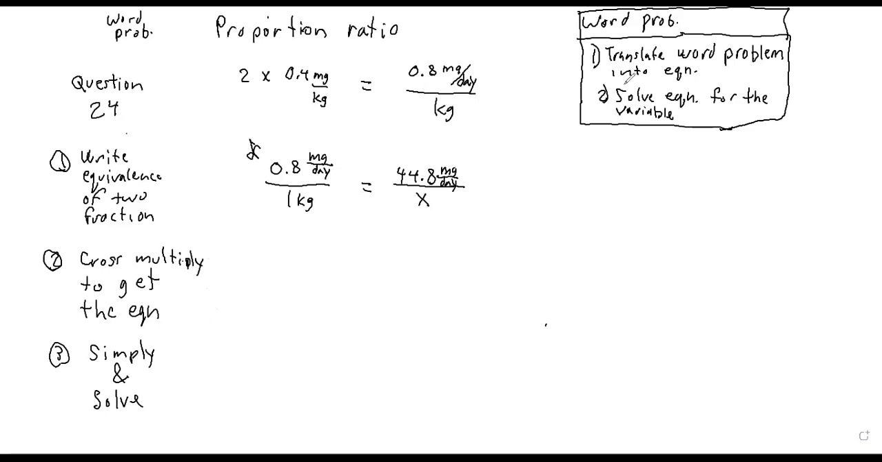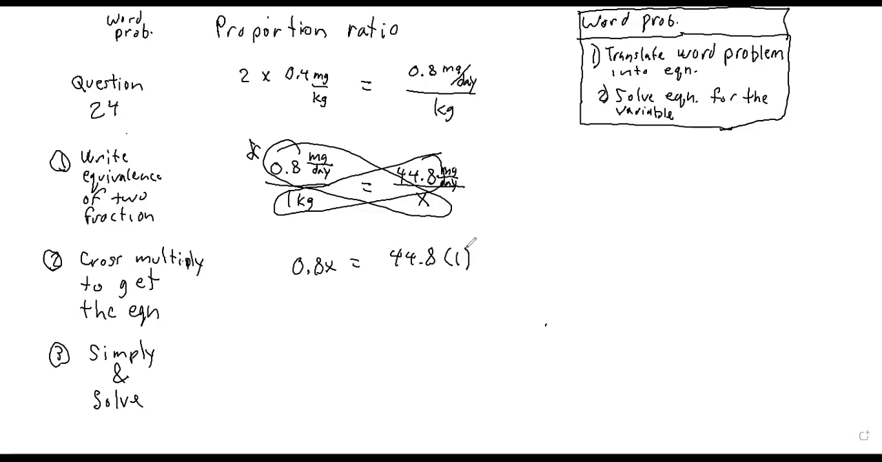Remember the procedure for word problems is we translate the word problem into an equation, right? And then we solve the equation. Well, we write here with the proportion problem. We've written it out. Now we're going to cross multiply to get that equation, and then we're going to solve the equation. So let's go ahead and do it. So we have 0.8 times X, so 0.8 on the top times X on the bottom, equals 44.8 times 1. So it's going to be 44.8 times 1. Now next step is we're going to simplify and solve, right?